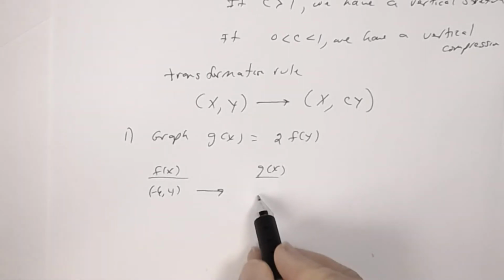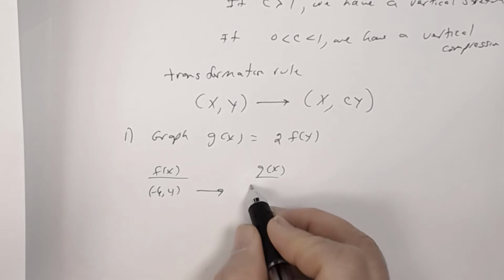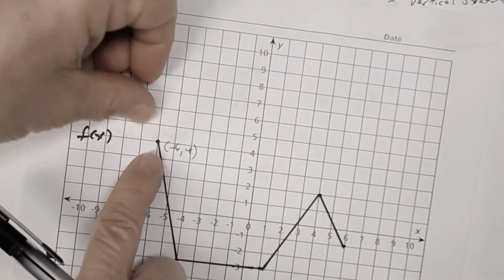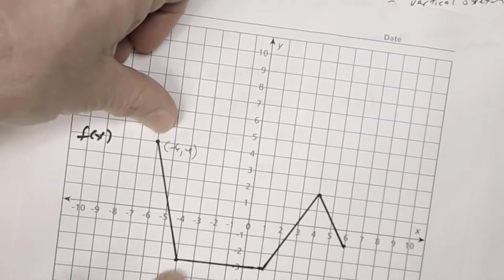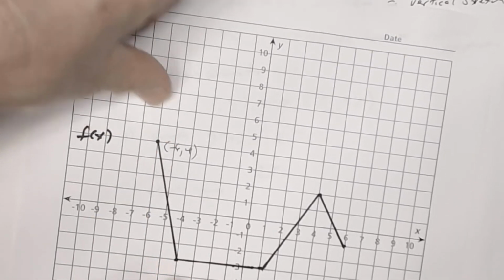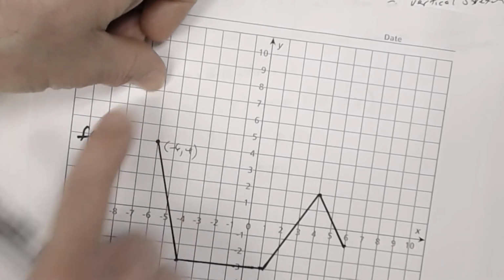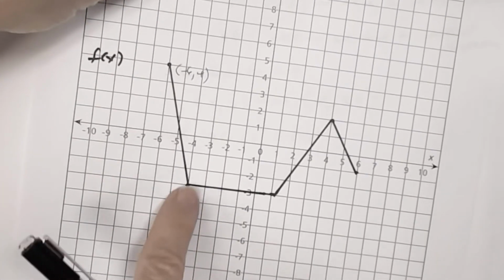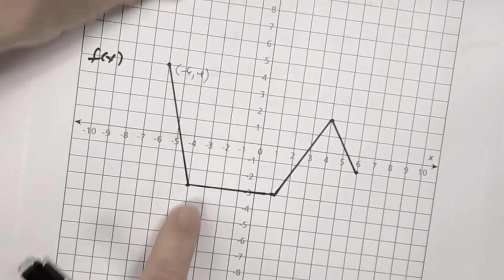Negative 6, 4 becomes, remember the x values stay the same. Because we're taking this point and moving it up, and taking this point and moving it down. So for those points, the x value stays the same. It's the y value that changes.